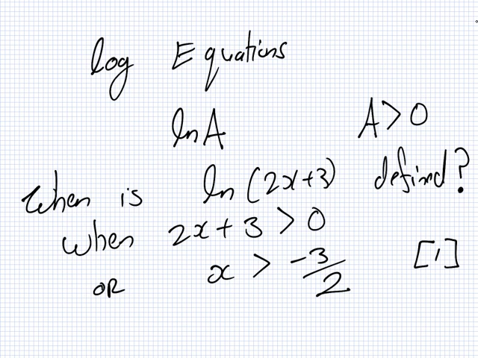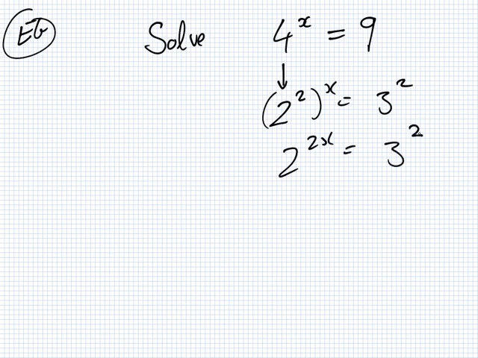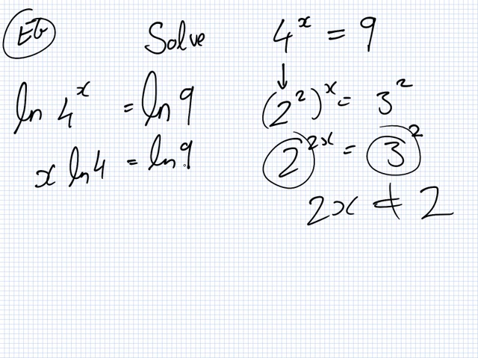Okay. Let's have a look at some examples now. Okay, so for example, solve 4^x = 9. Now, we can't really do this the same way as last lesson, because look what happens. If I change this into 2^(2x) = 3^2, I get 2x = 3^2. And this is no good, because I can't say 2x = 2, because these are different. It's a problem. But what I can do is use logs. So I can put a log here and a log here, and then I can say x log 4 = log 9. So x = log 9 / log 4.